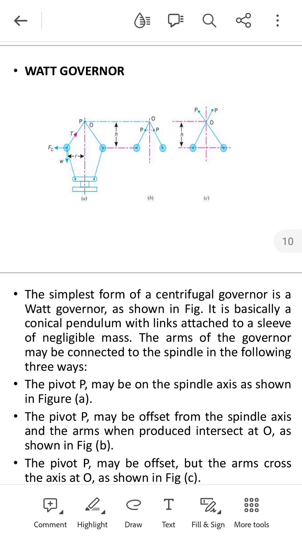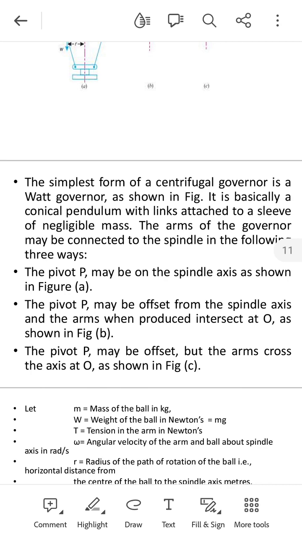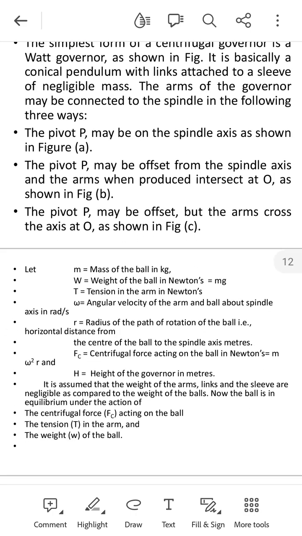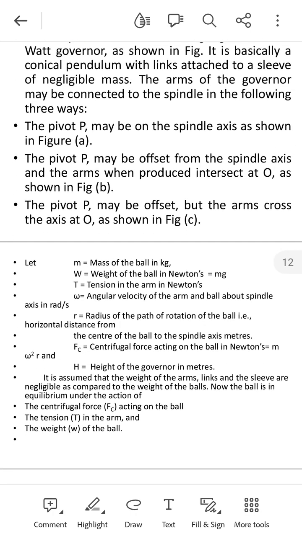The pivot B may be offset, but the arms cross the axis at O, as shown in figure C, where m is the mass of the ball in kg, W is the weight of the ball in newtons, T is the tension in the arm in newtons, omega is the angular velocity of the arm and the ball about the spindle axis in radians per second, R is the radius of the path of rotation of the ball, that is the horizontal distance from the center of the ball to the spindle axis in meters.